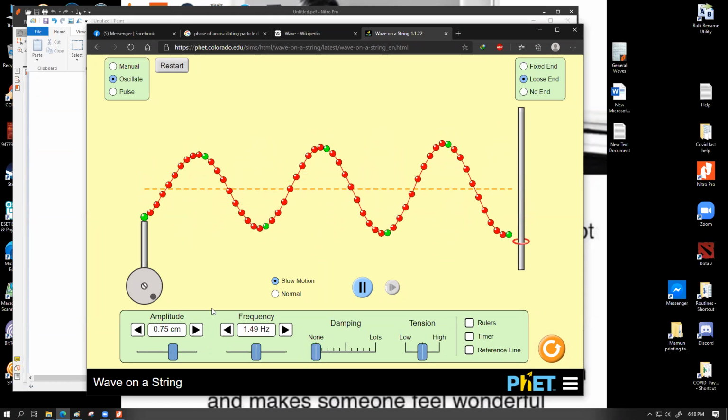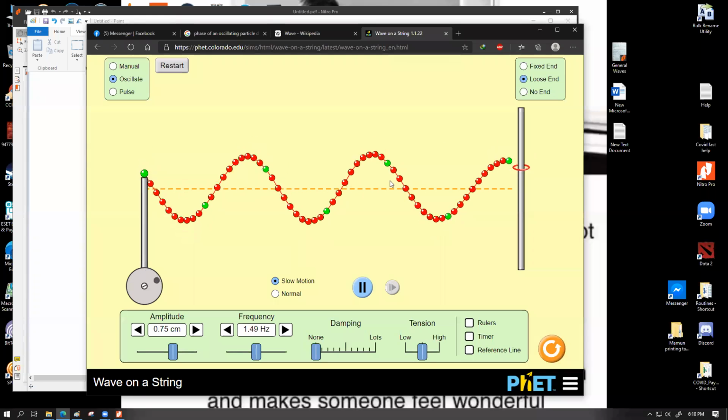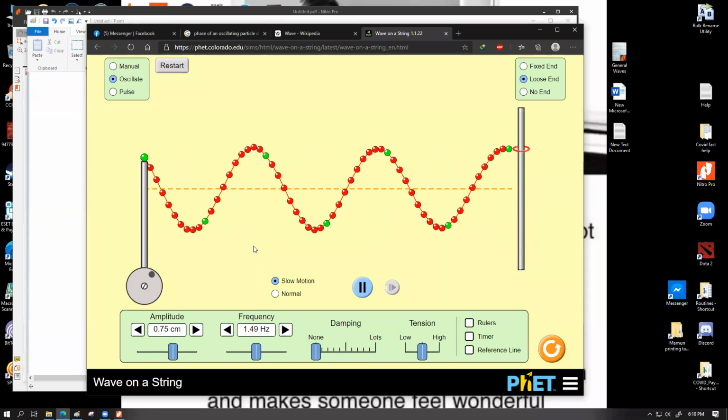Okay. Since there is no damping, the wave is maintaining its energy content throughout, so it is undergoing an equal amount of vibration all together.